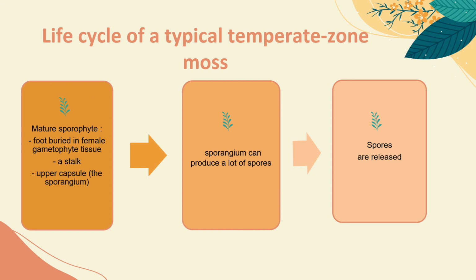It has a stalk and an upper capsule called the sporangium. So the sporangium can produce a lot of spores, as many as 50 million spores, and the spores are released when they are most likely to be dispersed in the air current.